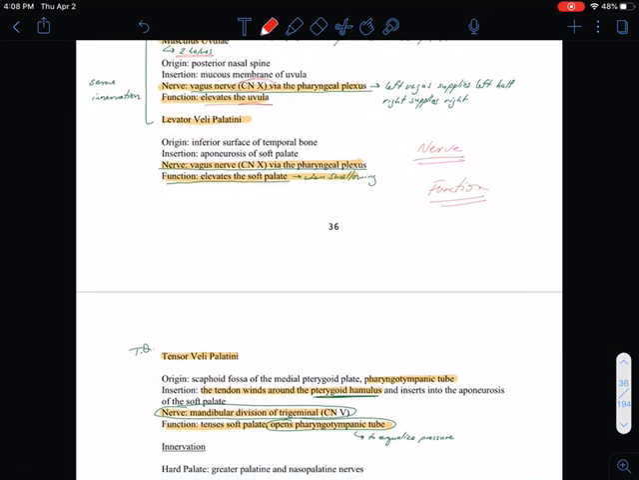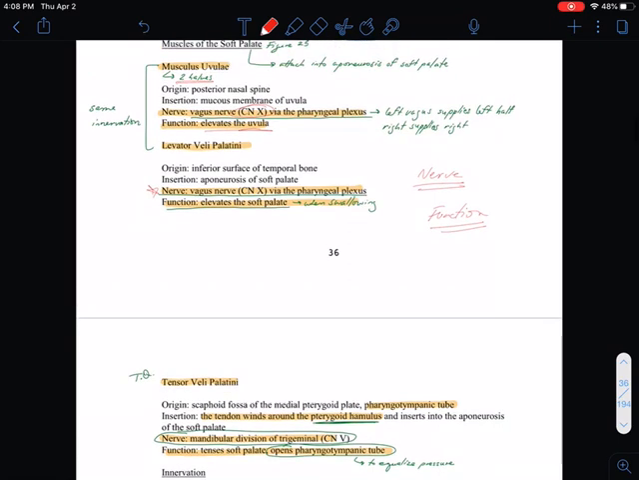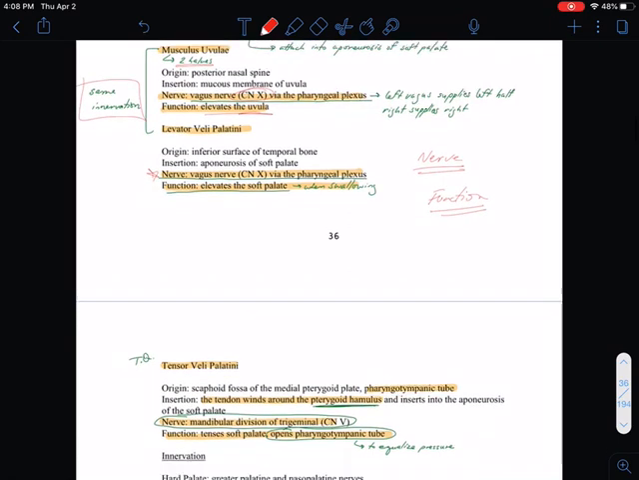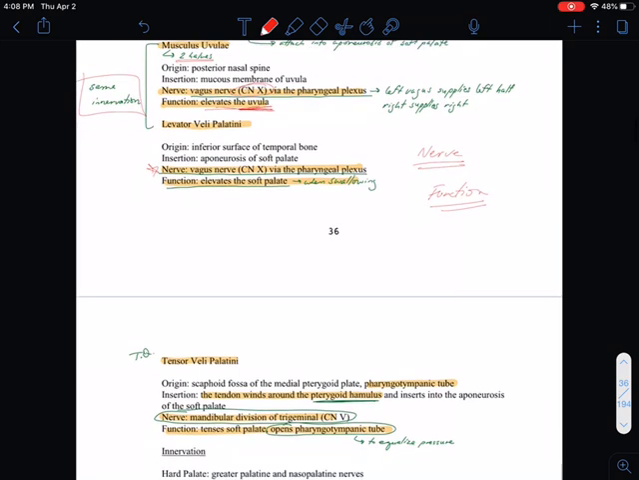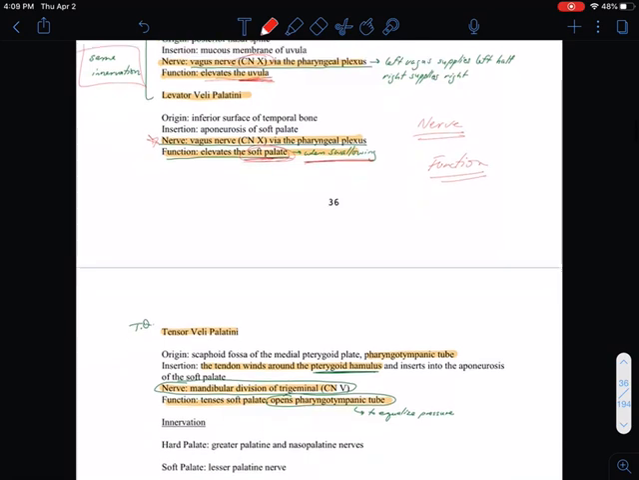Next, we have our levator villi palatini. Exact same innervation, which I have written here, as the musculus uvulae, except instead of elevating the uvula like the musculus uvulae does, this guy elevates our soft palate, especially when swallowing. Levator villi palatini, elevating soft palate when swallowing.